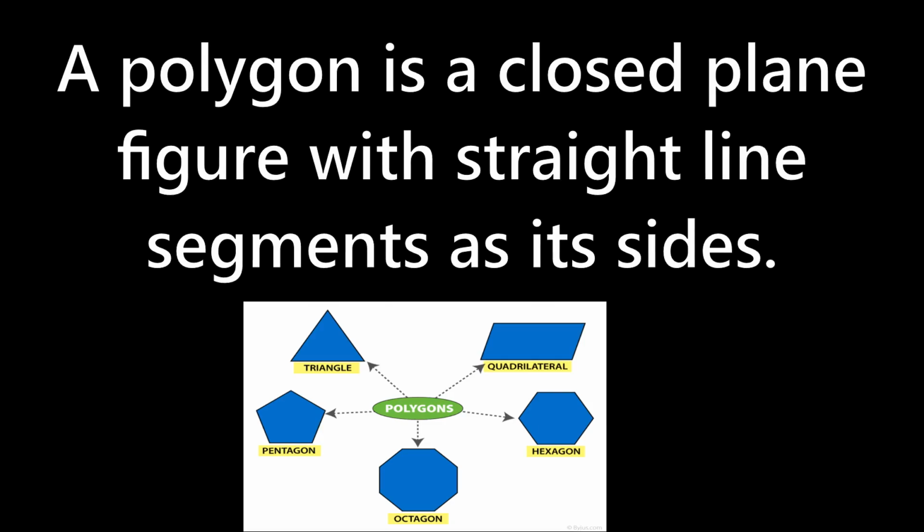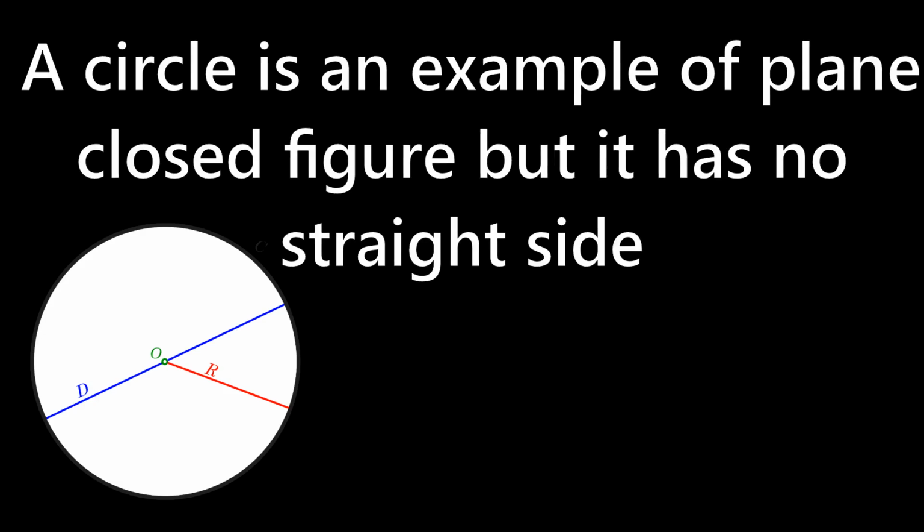Then for 10.6 Polygons and Circles. A polygon is a closed plane figure with straight line segments as its sides. A circle is an example of a plane closed figure, but it has no straight sides.